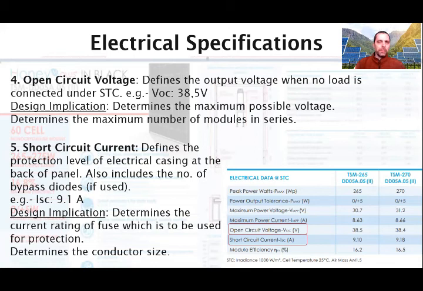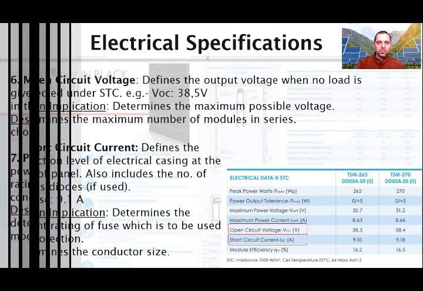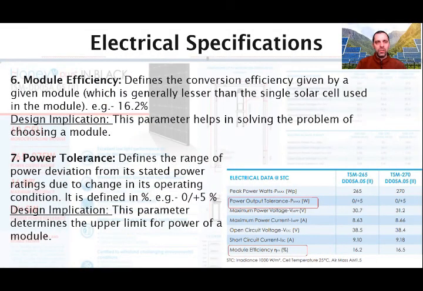The fifth electrical specification is the short circuit current. It defines the maximum current when the output is shorted, for example, 9.1 ampere. It determines the current rating of the fuse to be used for protection and determines the conductor size. Sixth is module efficiency. It defines the conversion efficiency given by a given module, which is generally lower than that of the single solar cell used in the module, for example, 16.2%.